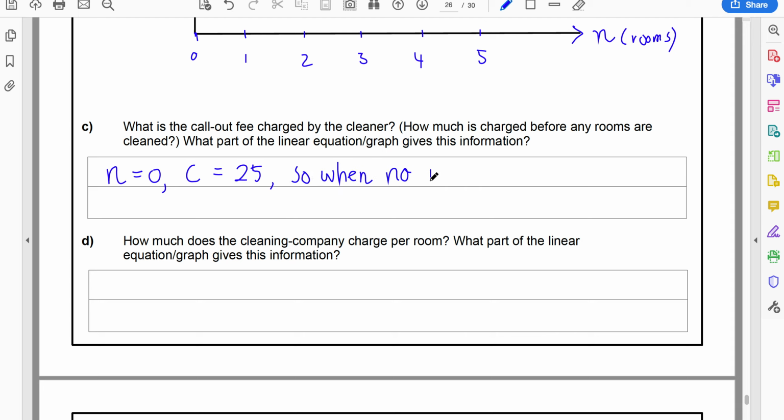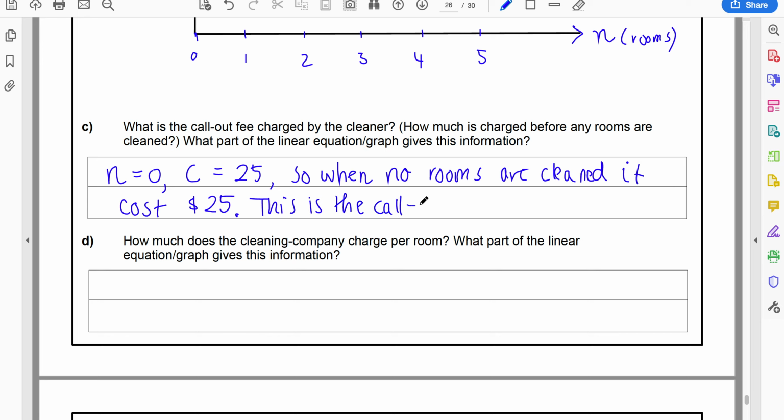So when no rooms are cleaned, it costs $25. This is the call-out fee. And I'll just put in brackets, it's the y-intercept. In this case, the c-intercept, since we had c on that axis.